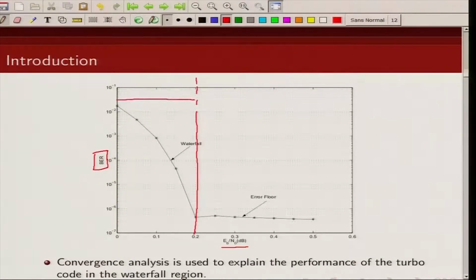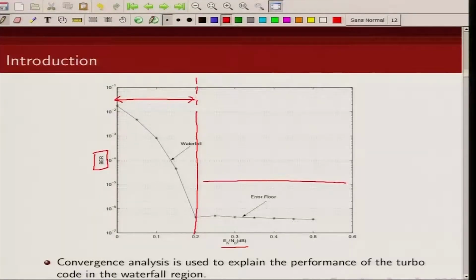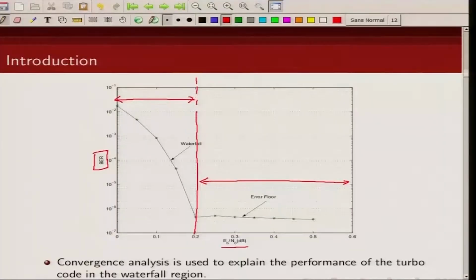This region, which we call the waterfall region, is where there is a steep fall in bit error rate performance, and then there is a region we call the error floor region, where the BER does not improve much. So, today's topic of discussion is this waterfall region. What determines the performance of turbo code in this region where it falls sharply, and how can we get some guidelines on how to choose constituent encoders so that we get a steep fall like this?